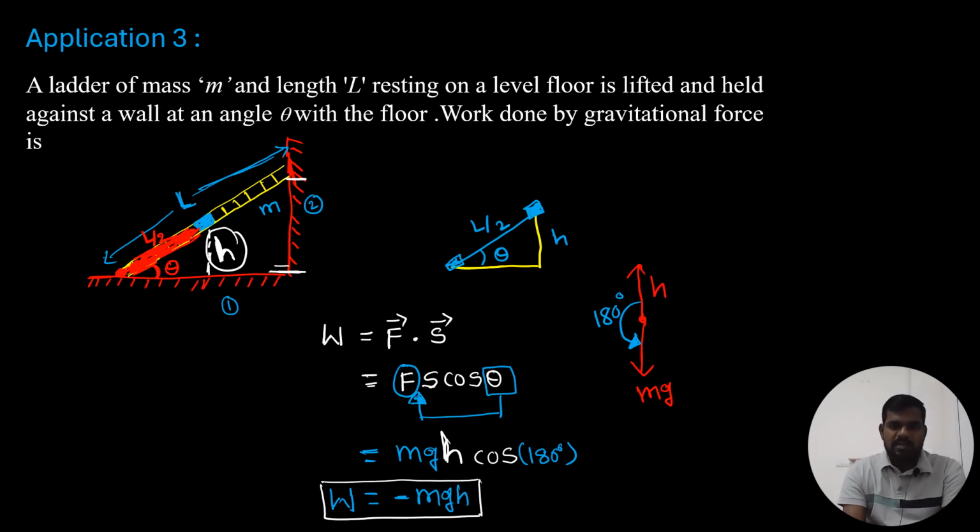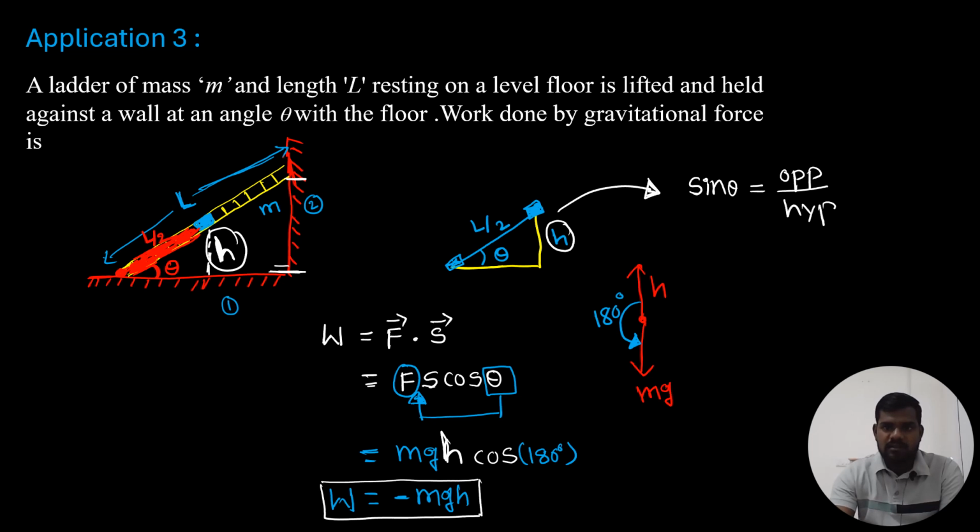Sometimes they will ask for this height in terms of length also. If you observe this diagram carefully, to find the h value you can use the sine formula. Sine theta is opposite divided by hypotenuse. Here opposite is h, and hypotenuse is L by 2. Then finally h is equal to L by 2 sine theta.